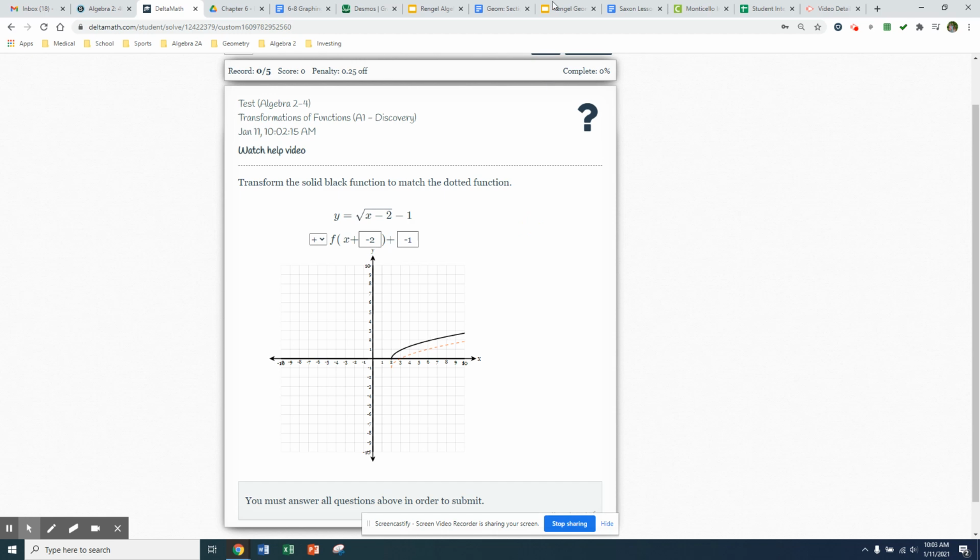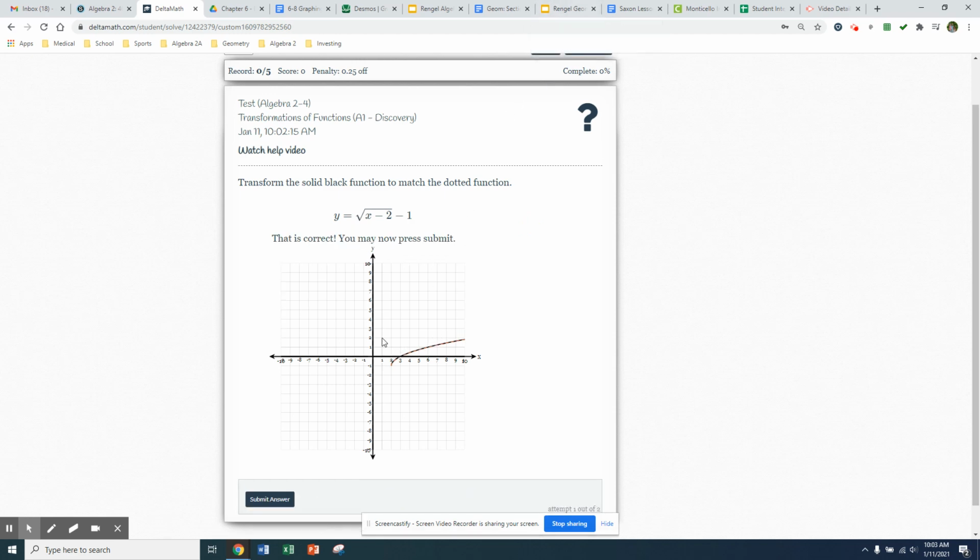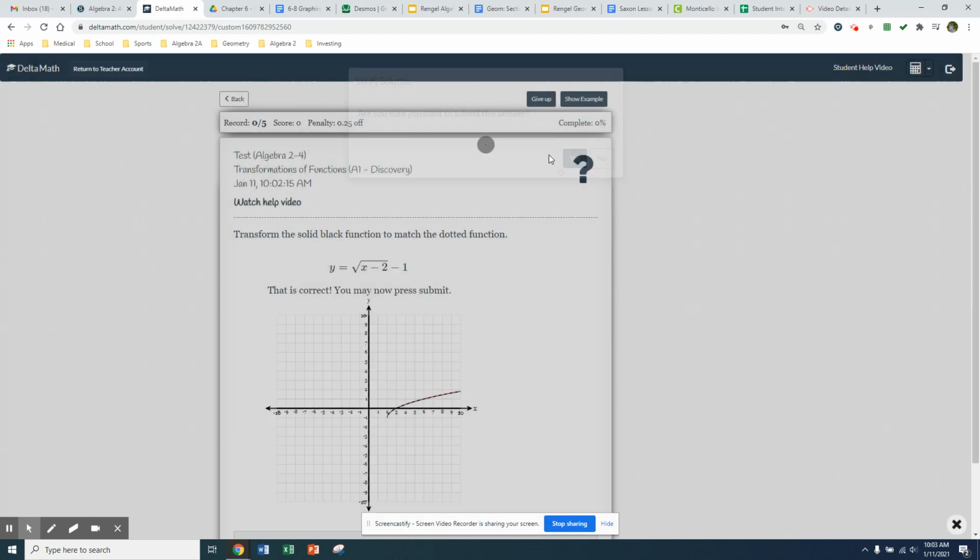Once you click out of the box, you'll start to see that graph shift. So if you looked away for a second, it started at 0, 0, and now it shifted to the right 2, down 1. It's now matched up exactly with that function. So now we have x minus 2 minus 1. So you can kind of see how they've changed the function now as we added in those numbers. We got it correct. It tells us. We submit our answer. Now we're ready for the next one.